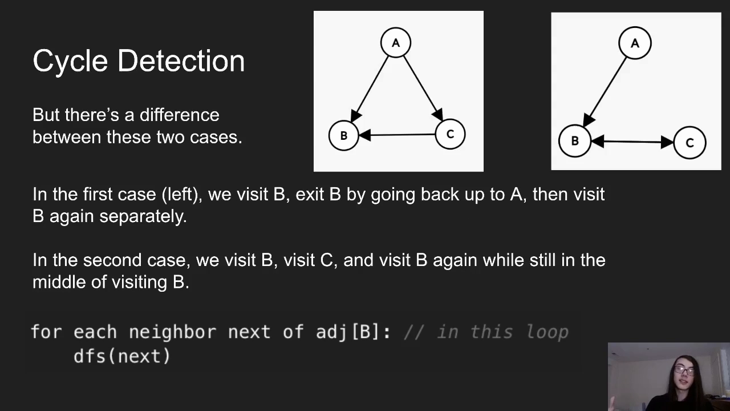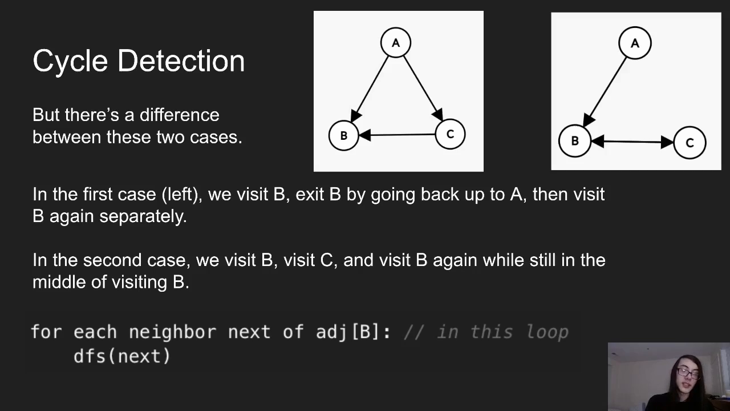So the thing is, there's a difference between these two Bs. In the first case, which is on the left, we visit B, then we are completely done with B when we encounter B a second time. We process B, go back to A, then find B a second time. But in the second case, we're still processing B when we encounter it again. We never left B and went back up to A. Considering the code for processing B, we would be in the middle of this loop. We would be in the middle of visiting the neighbors of B.